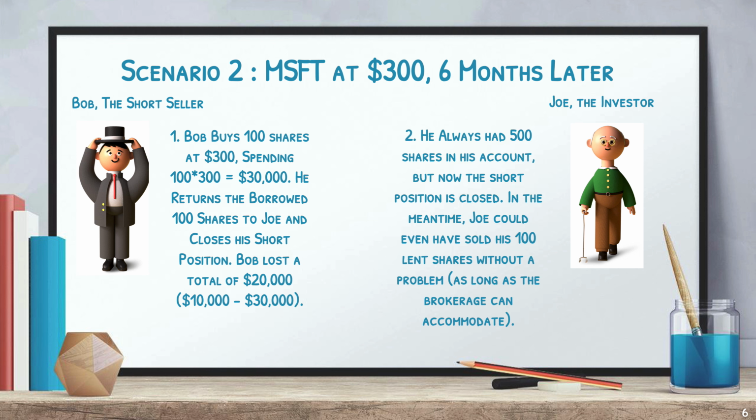Likewise, it's the same thing for Joe. Nothing has changed. He still has his 500 shares. He still could have sold 100 lent shares without a problem in most situations. So nothing really affects him apart from the fact that he's pocketing a little bit of extra from the interest that Bob is paying for borrowing the shares. So Bob is not only paying to hold a losing position, but he needs to cover these shares again in order to be covered on his position and not owe money to the brokerage.